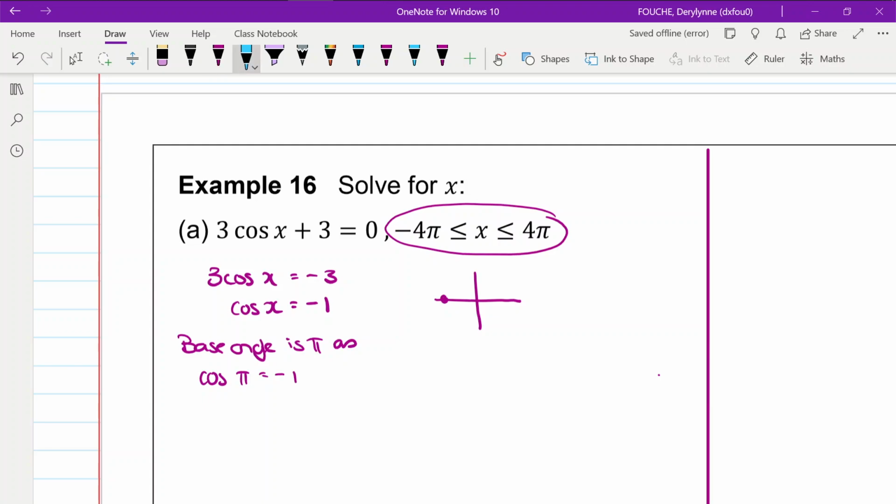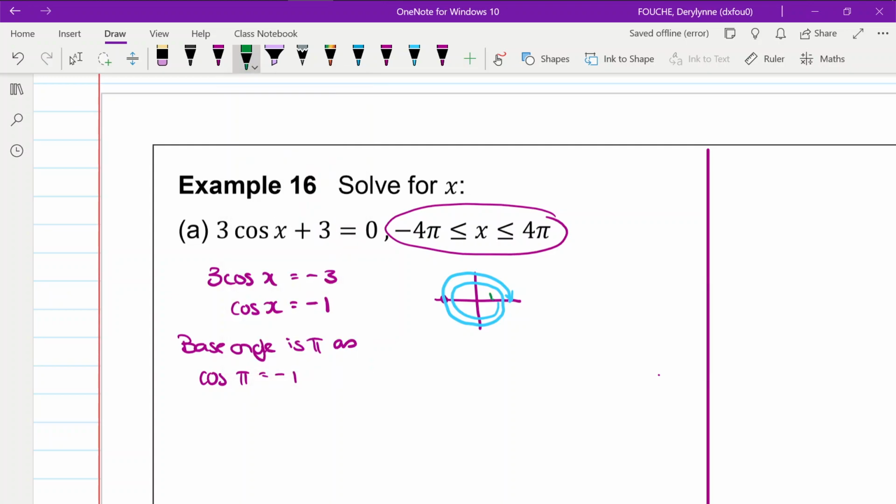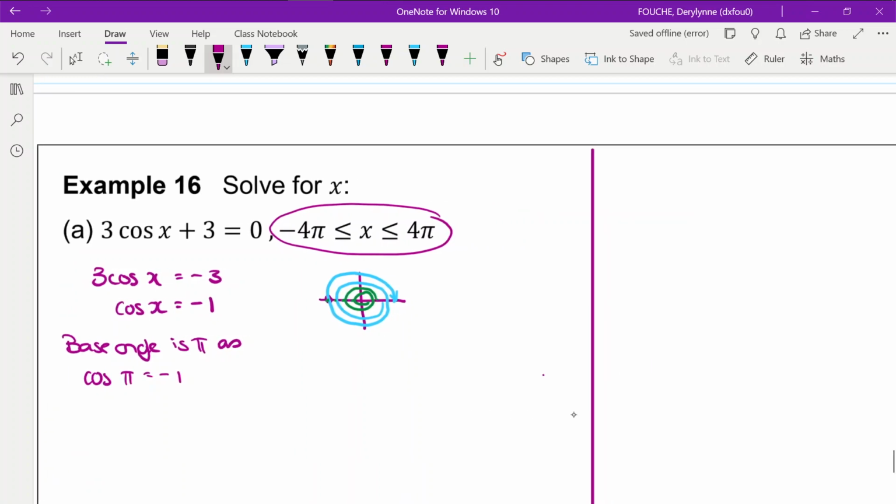Now let's have a look. If we're going from negative 4 pi, remember that's in the clockwise direction, we're going to go 2 pi, 4 pi. So that's in my clockwise direction. If I then go in my anti-clockwise direction, so from 0 I'm going 2 pi, 4 pi. Can you see 1, 2, 3, 4 solutions is what I'm expecting in my answer.